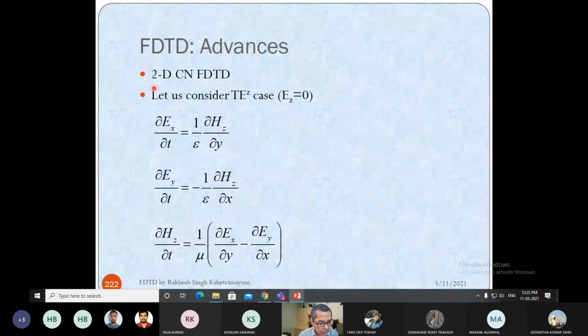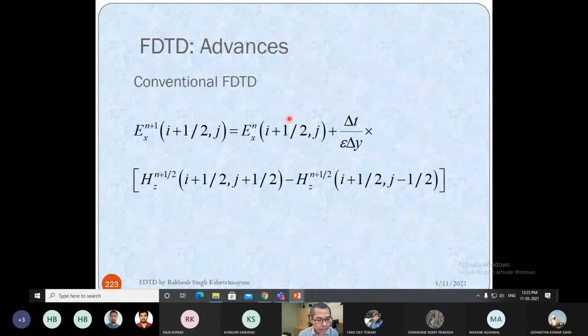So let's consider the 2D case, the TZ case. TZ means the electric field doesn't have any component along the Z direction, so Ez is 0. In that case, the electric field can have Ex and Ey components. And electric field and magnetic field, most of the time we consider perpendicular to each other, so we can have only a Z component of the magnetic field. So these are the three Maxwell equations for the 2D FDTD for the TZ case. We want to solve this using the CN FDTD, Crank-Nicolson FDTD, which is an unconditionally stable FDTD.